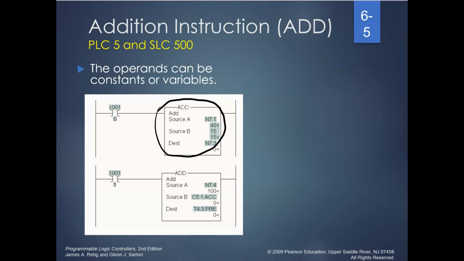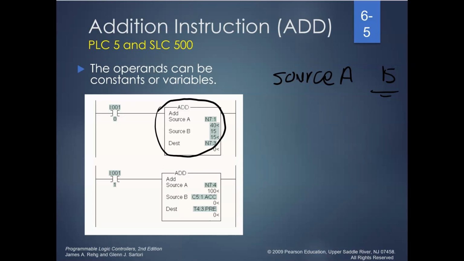Now these sources might be a constant number or a variable. So you can enter, for example, for source A, you can just enter 15. Here source B is 15. So it can be a constant number, or it can refer to a location in the memory. You can enter a constant number as your source, just type the number, or you can use part of memory and address that memory location.